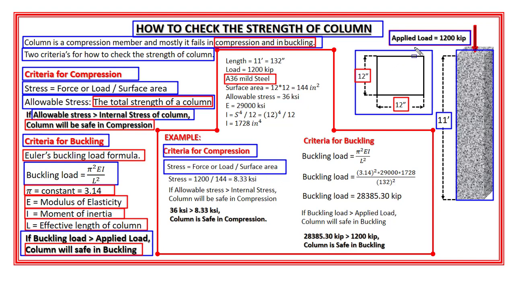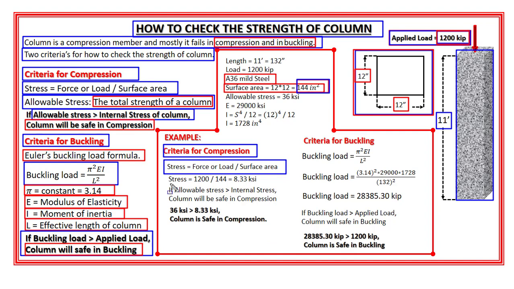Now here I have the applied load which is 1200 kip. And the surface area of this column is equal to 12 multiplied by 12 because it is a square shaped column. Okay. So the surface area of this column is 144 inches square. Now I have the applied load on this column which is 1200 kip, and also I have the surface area of this column as well, which is 144 inch square.